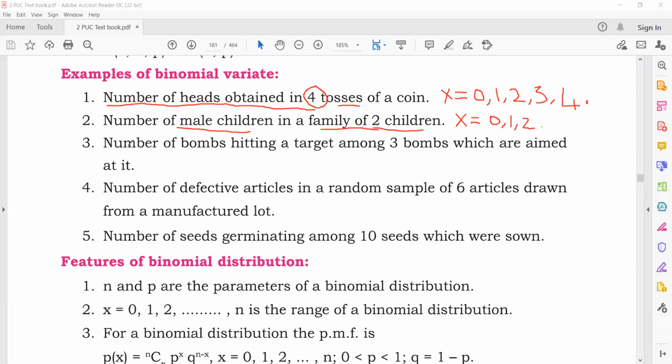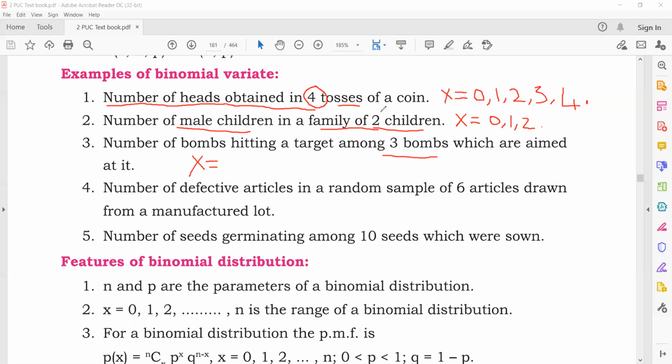Now, similarly, the number of bombs hitting the target among the 3 bombs which are aimed at it. So you are dropping 3 bombs on the target, and you want to see how many will successfully hit the target. Then the number of bombs hitting the target becomes your x. That again takes the values 0, 1, 2, 3.